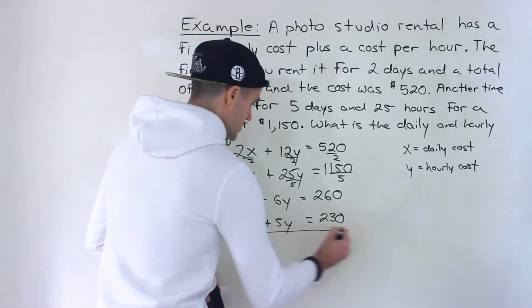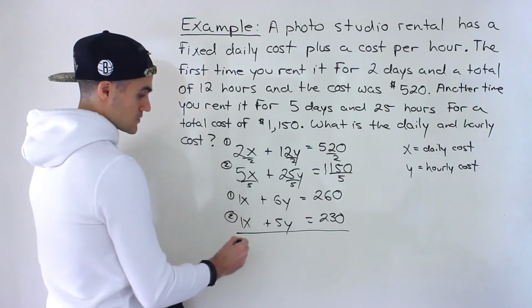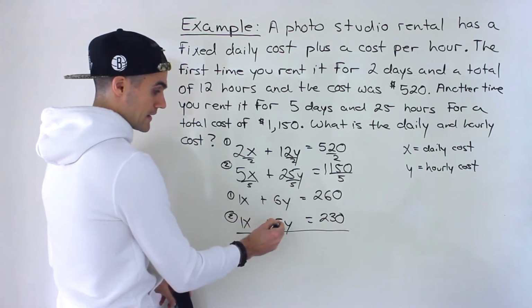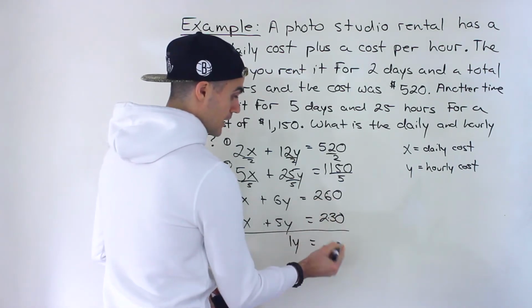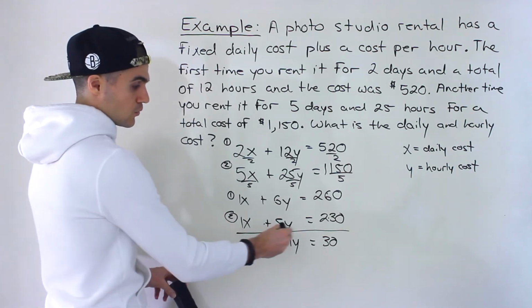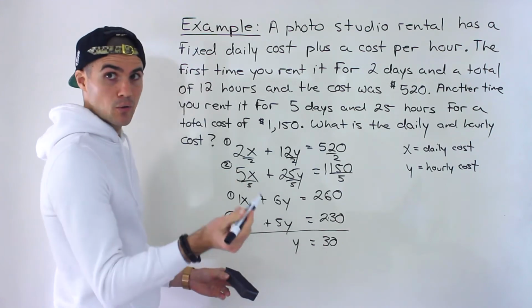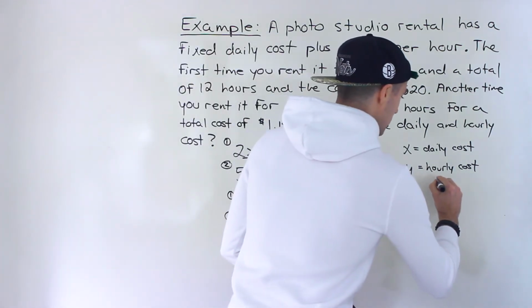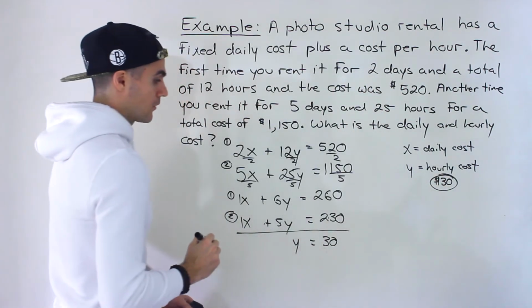So subtracting this from that, 1x minus 1x, that would be 0. 6y minus 5y would give us 1y. And then 260 minus 230 would just give us 30. So 1y is equal to 30, which means just y is equal to 30. So that's the hourly cost. So the hourly cost is $30 per hour.